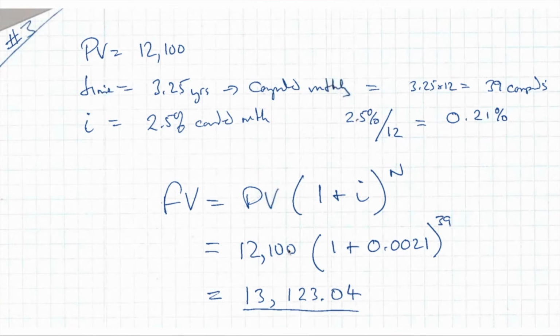And then we take that and multiply it by 12,100, and that will come to $13,123.04. So effectively what we're saying is $12,100 will grow in 3.5 years to $13,123.04 if it has a 2.5% compounded monthly interest.